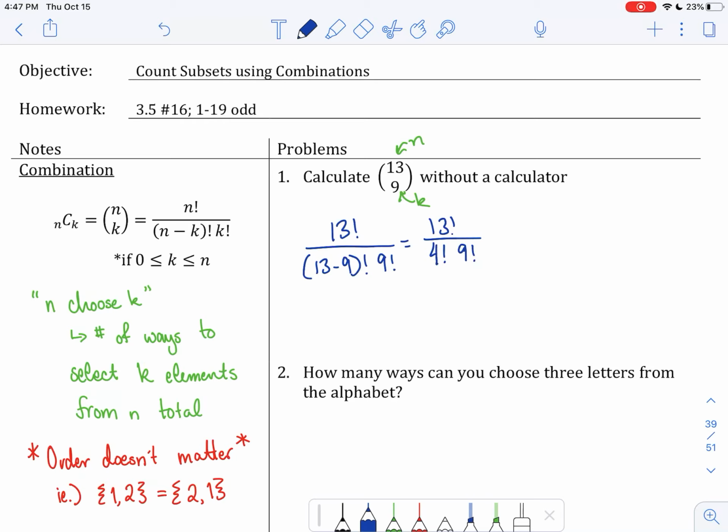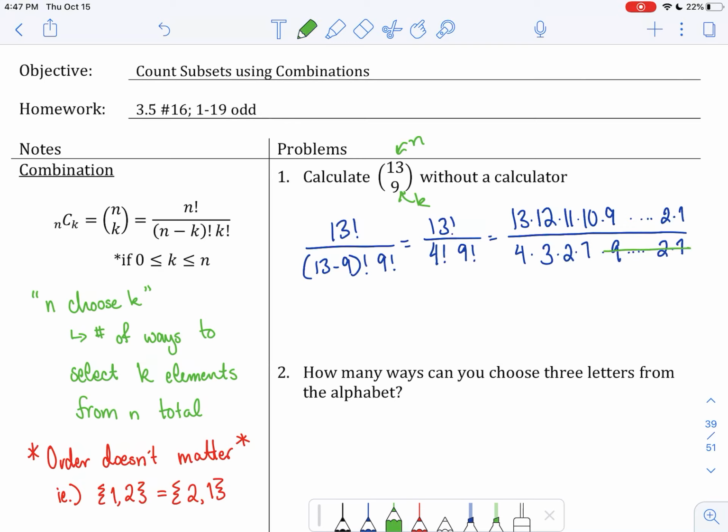And the nice thing is, if you want to write out that whole expanded 13 factorial, I'm going to skip a couple numbers in between, but we've got 13, 12, 11, 10, 9, and all the way down to 2 and 1. And what nice thing's going to always happen with combinations is that you have your 9 factorial here, and then 4, 3, 2, 1. And what you'll notice is that there's the same number of numbers in the numerator and the denominator. If that's not true, you did something weird.